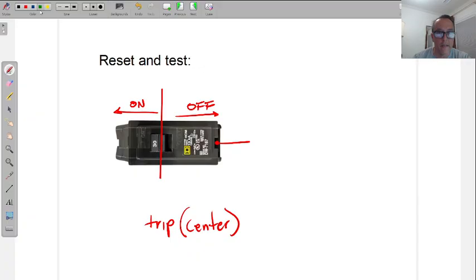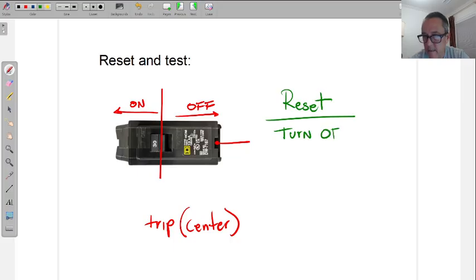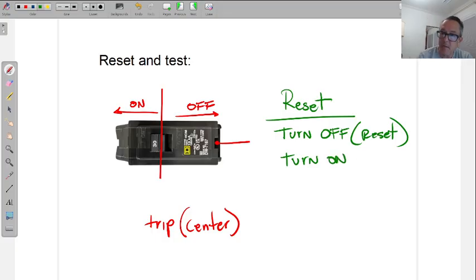Now you need to know how to reset from there. And you don't just turn it on. When it's tripped and it's in the center, if you force it on, it's just going to drop back to the center. To reset, you have to turn it off completely. This actually does the reset. That is the reset. The off is the reset. And then you turn back on. That's how you reset a breaker after trip. This is reset after trip.